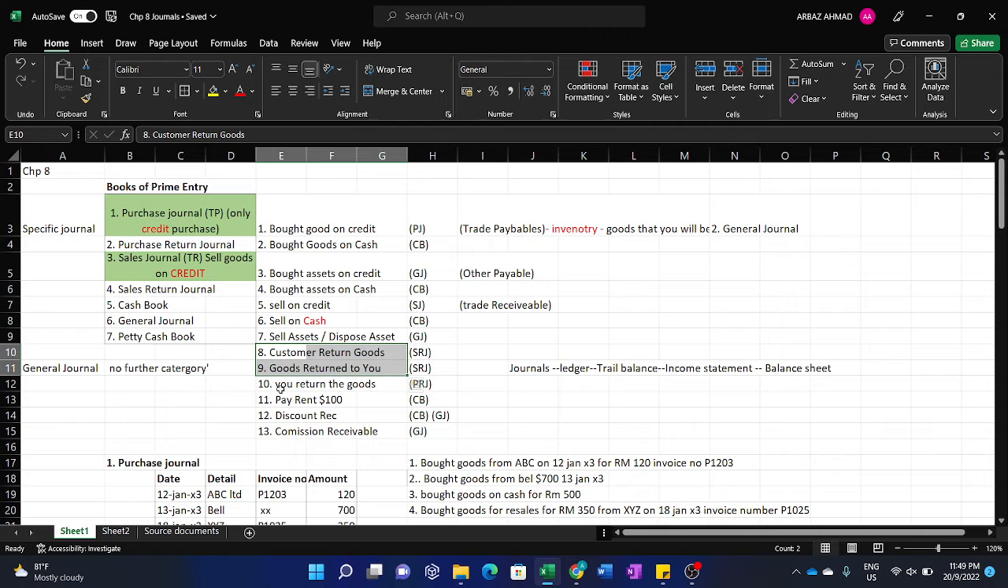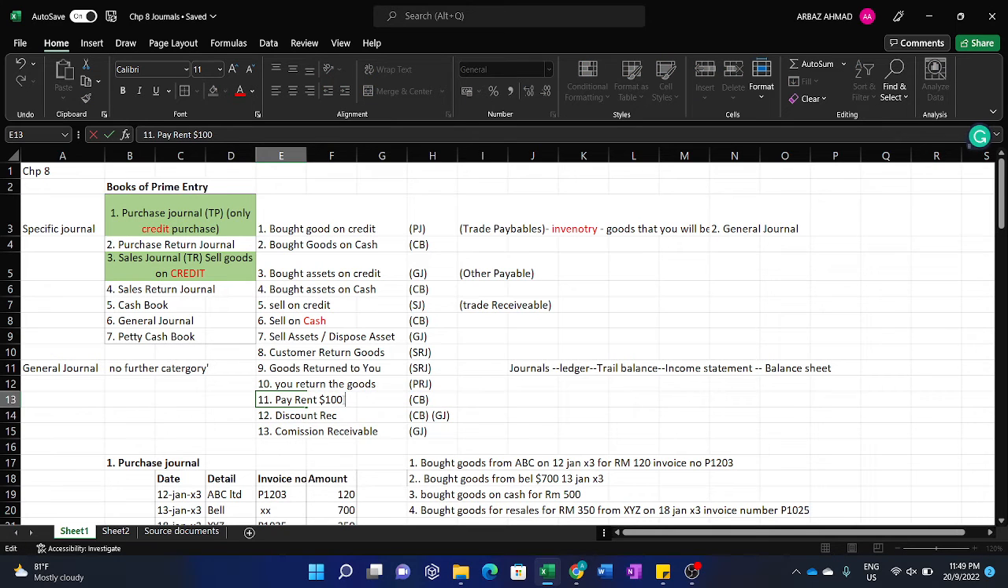Okay, so you return the goods. If you plan to return the goods, it goes in purchase journal because you will be returning to the supplier. Okay, so it goes into this one. And if you pay rent $100, it goes in cash book because it is assumed you are paying via check. Maybe I can write here a check. Okay, and then if you receive the discount, it goes in journal and cash book. Commission received also goes in journal.